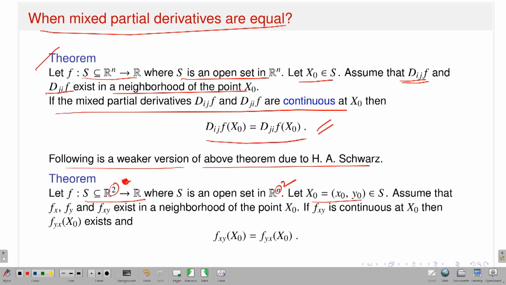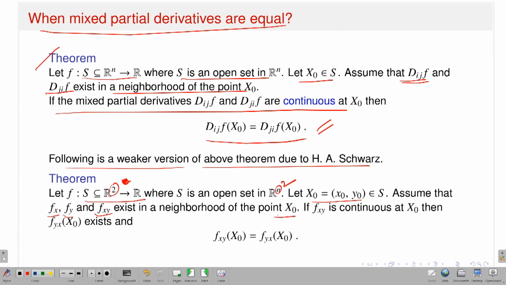Suppose I take a point x naught in S. What I am assuming is that the first order partial derivative of f with respect to x, the first order partial derivative of f with respect to y, and one of the mixed derivatives, that means f suffix xy, exist. That means first you perform del f del x and then consider del y of del f del x. So, if these three exist in a neighborhood of the point x naught.